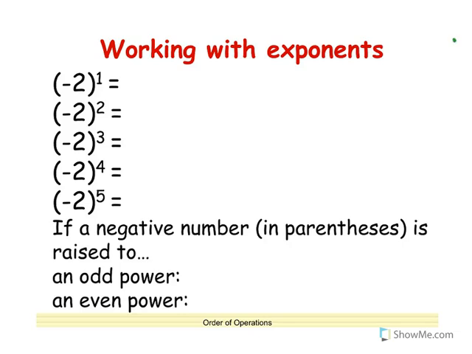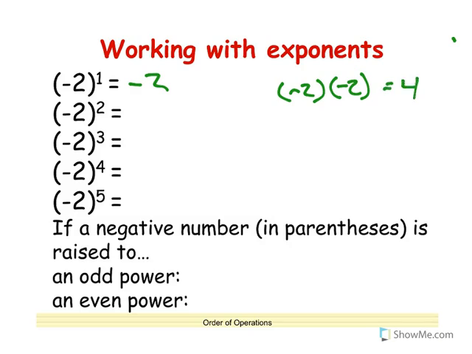All right, a little kind of detour here, right? Not so much an order of operations thing, but it is going to tie in with our integer rules. So let's talk about this. In the first one, I've got negative 2 raised to the first power. Well, that's just 1 power of negative 2. The second one is negative 2 squared, which is negative 2 times negative 2.